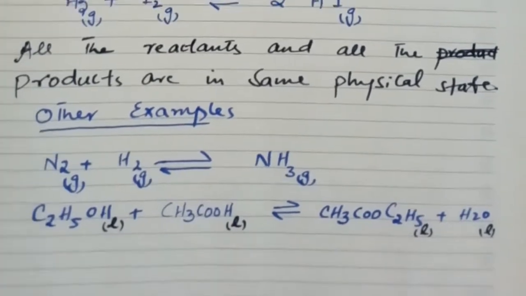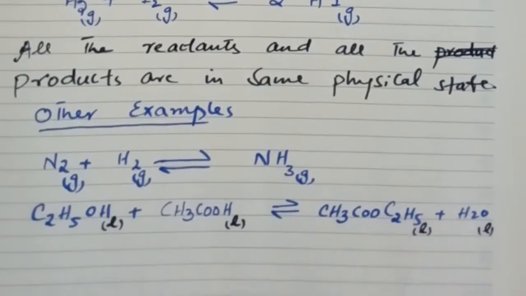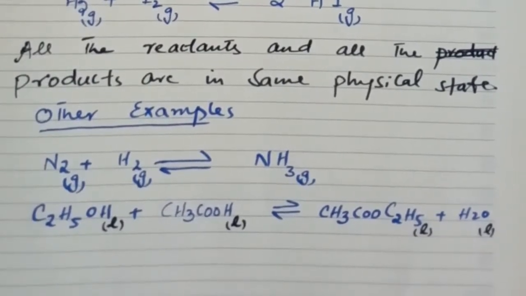Similarly, now let's take the example of liquids. Ethyl alcohol, that is C2H5OH, is present in the liquid form. Acetic acid, CH3COOH, is also in the liquid form. When they react together, they form ethyl acetate, that is CH3COOC2H5, which is also in liquid form, and water formed is also in liquid form. So again, all the reactants and all the products are present in the same physical state. So this type of equilibrium is called homogeneous equilibrium.